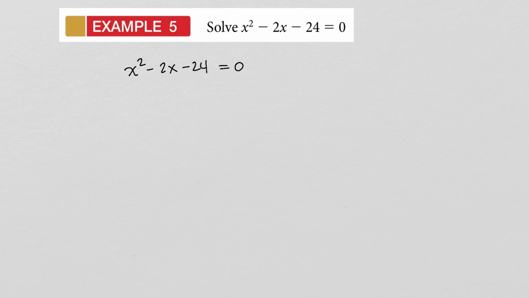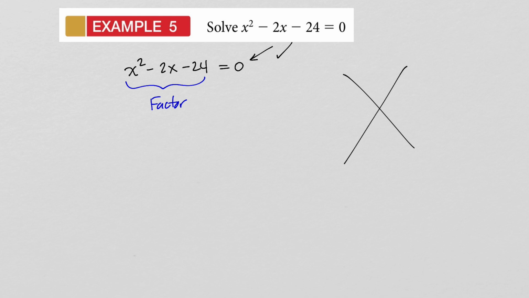Okay, so it's in standard form because it's equal to 0. So check that. We like that. Now what we need to do is factor the left-hand side. And to factor that, I'm going to do a magic X.